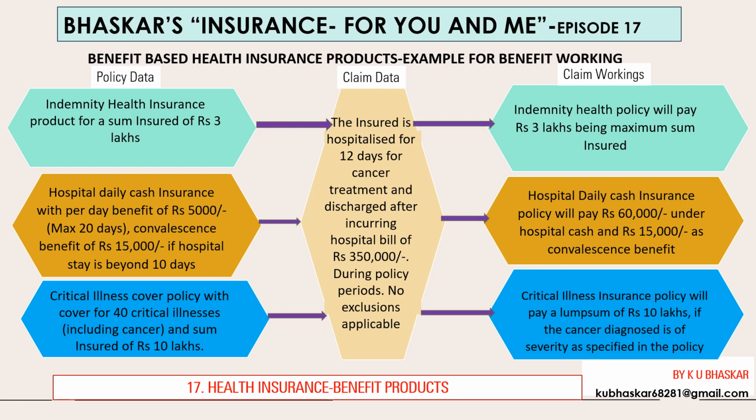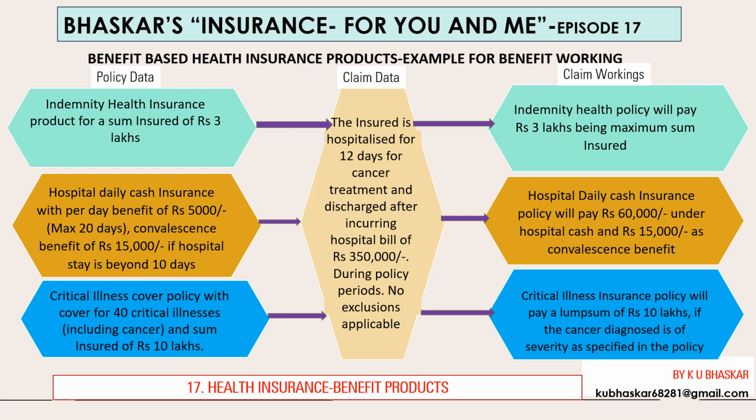To summarize the three products, let us consider an example. Let us suppose that an individual has the following three health insurance products. A regular indemnity health insurance product for a sum insured of rupees 3 lakhs. The second, hospital daily cash insurance policy with per day benefit of rupees 5,000 for a maximum of 20 days and convalescence benefit of rupees 15,000 if hospital stay is beyond 10 days.